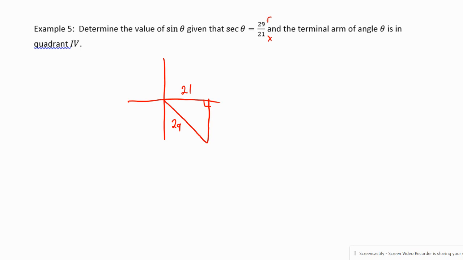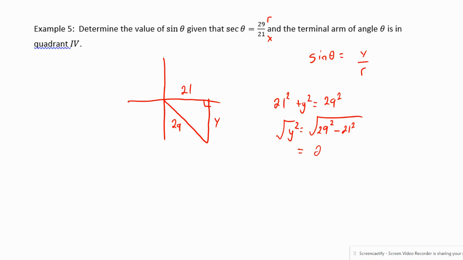Okay. Now what the question is asking us for is sine theta. Now sine theta is y over r. So we need to figure out what this y value here is. We're going to use Pythagorean theorem for this one. So we have 21 squared plus y squared equals 29 squared. That means y squared equals 29 squared minus 21 squared. And then we're going to square root this, and we get an answer of 20.